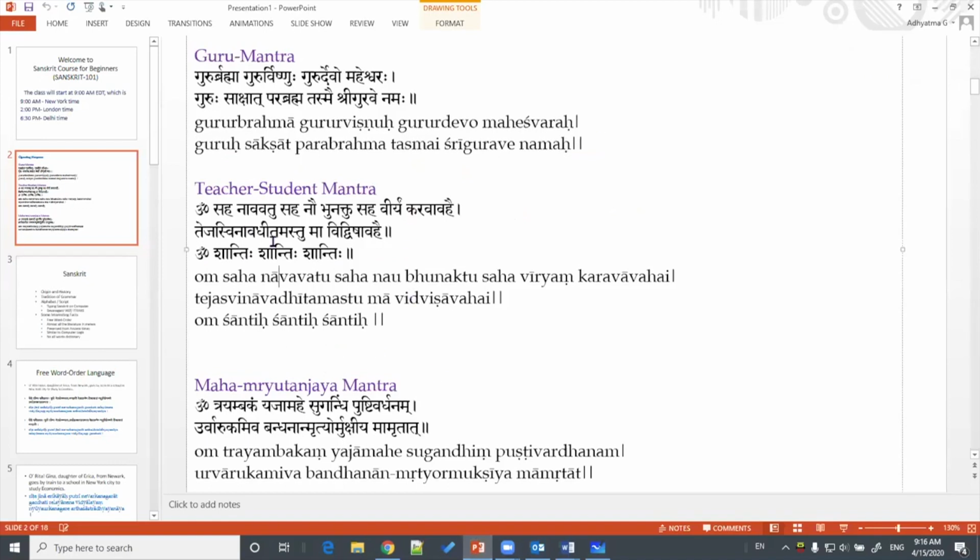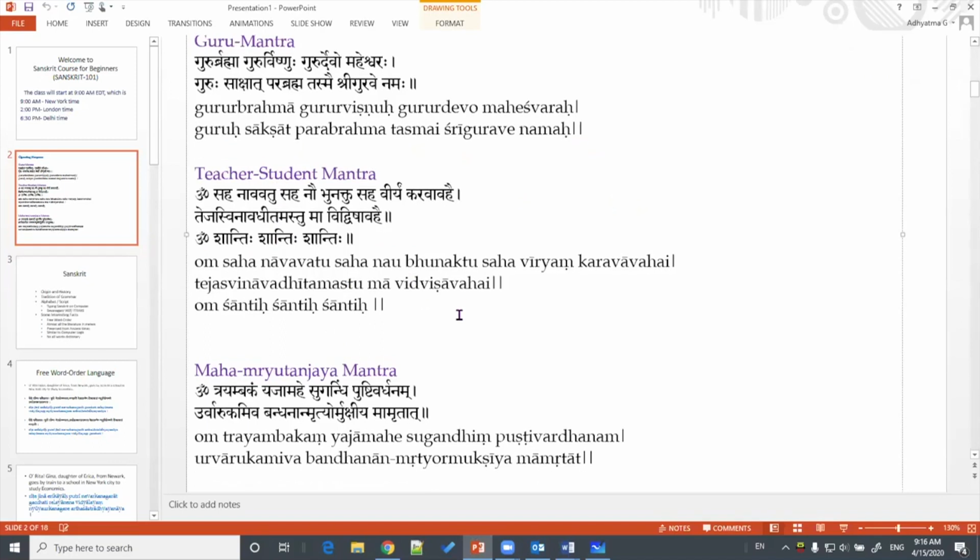So it is a prayer that every teacher-student combination says, and this is a very common prayer you might have heard when Guruji also takes classes. It normally is done at the start, and it means may he protect us both together. Saha, which we have already used, means together. Similarly, tejasvi nau adhitam astu. The same sandhi is here also.